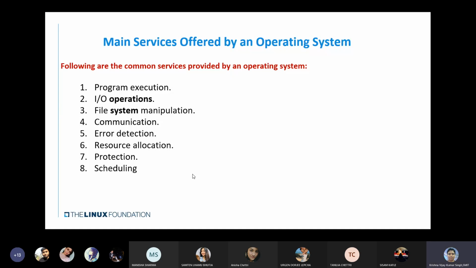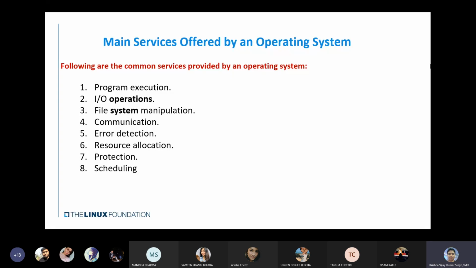Then we talk about resource allocation, memory protection, scheduling. These things are very well known to you. These may be considered some of the main services offered by operating systems, including Linux and Unix.